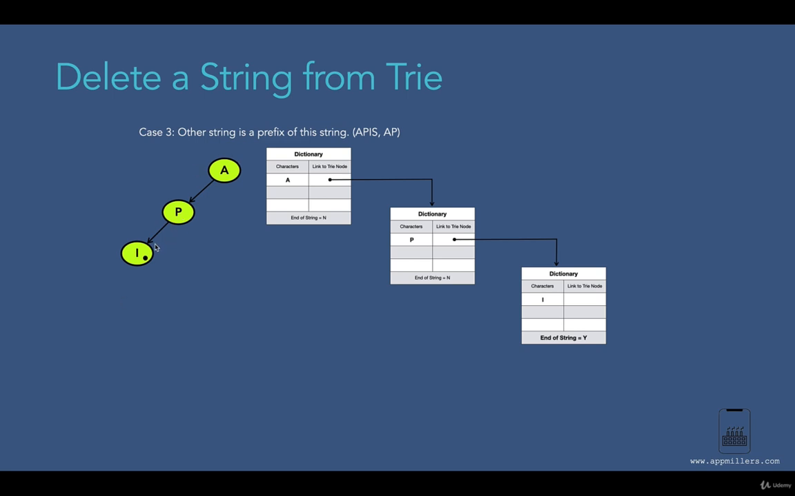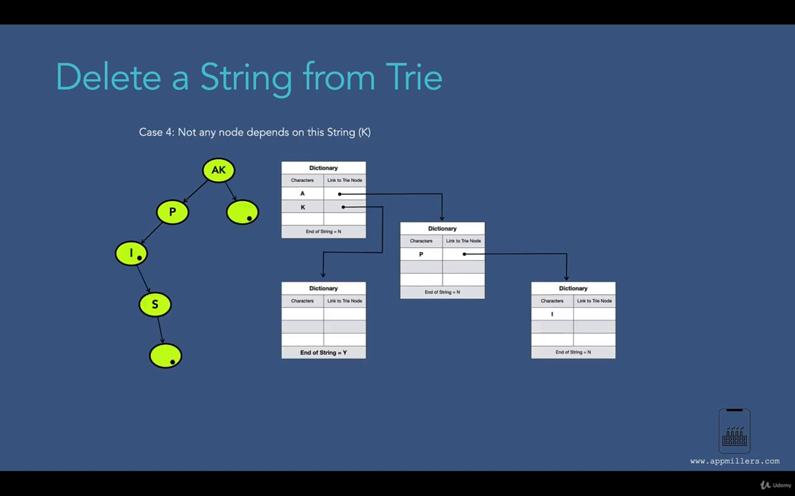So here again, after AP we need to keep the end of string, but here we need to delete I from here. So this means that we are going to set this to an empty node. So I is removed over here, and AP remains over here as a complete string. Now let's continue to the fourth case.